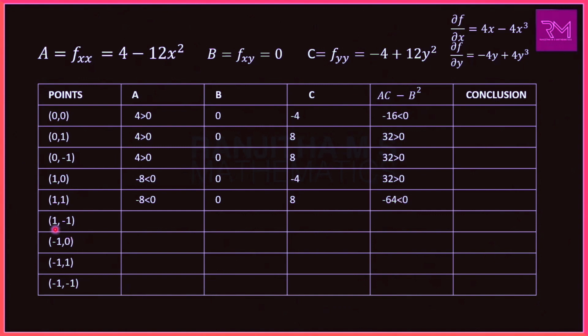Similarly, we put x value is 1 and y value is minus 1. We get the value of a as, here x is 1, hence we get 4 minus 12 is minus 8, which is less than 0. Here b is 0, c is 8, that is, here we put y value as minus 1, that is minus 1 whole square, hence we get minus 4 plus 12 is plus 8. Here ac minus b square is 8 into minus 8 is minus 64.